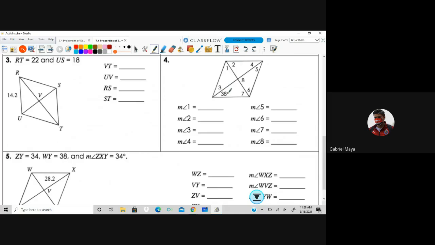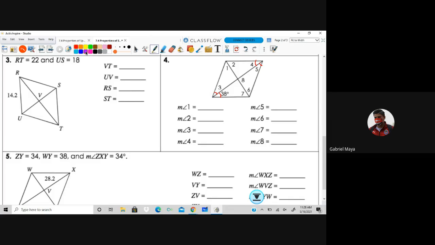Well, they tell me that this is 38. So I'm going to go ahead and start marking things. If this is 38, so is this because they're alternate interior angles. So this is congruent to this. But one more thing: remember that diagonals bisect opposite angles? So if this entire angle right here is being bisected, that means that they both measure the same. So this is also 38 degrees. So these angles are congruent, and these angles are congruent.